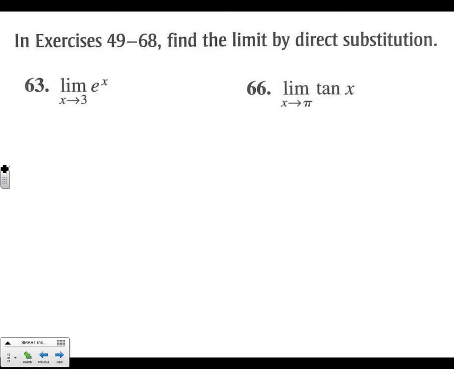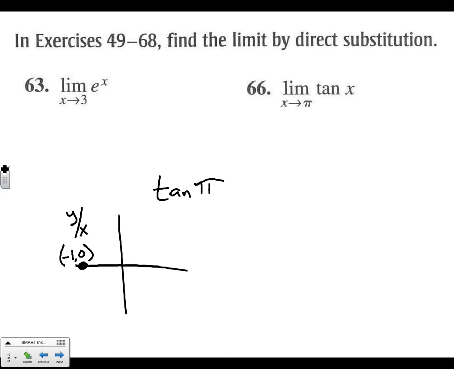All right, last one, 66. Direct substitution, let's see if this works. We're going to plug in pi for x. Is the tangent of pi a legitimate number on this one? And let's go back to our unit circle here. Pi, remember, is over here. And the value there, that's negative 1 comma 0. Remember that tangent, think way back, is y over x. 0 divided by negative 1. Is that a valid answer? Yes, it is. So we get 0. And that is our answer.